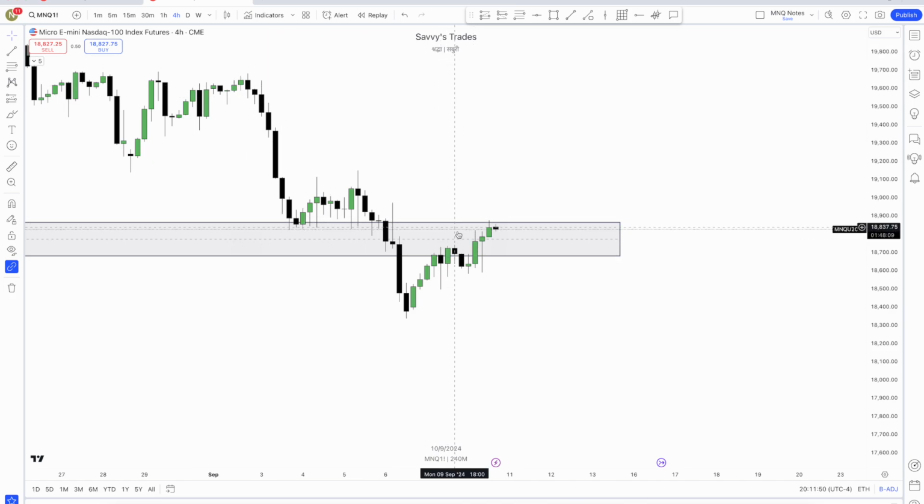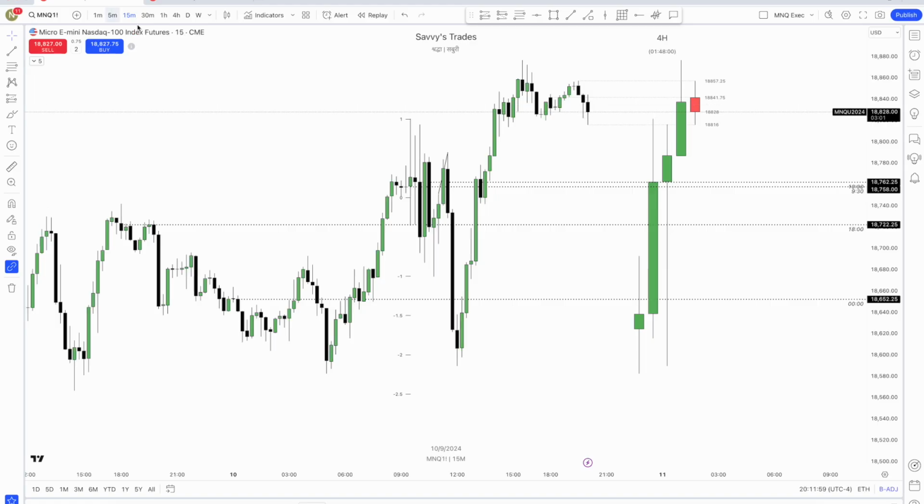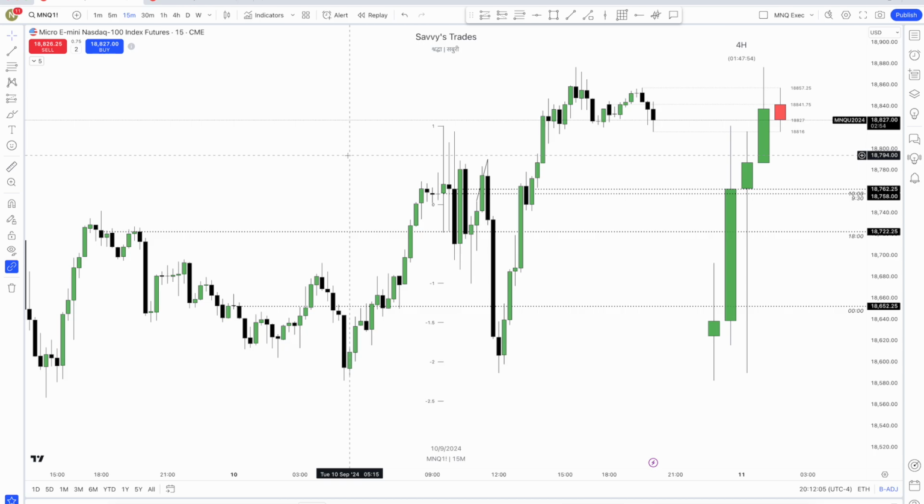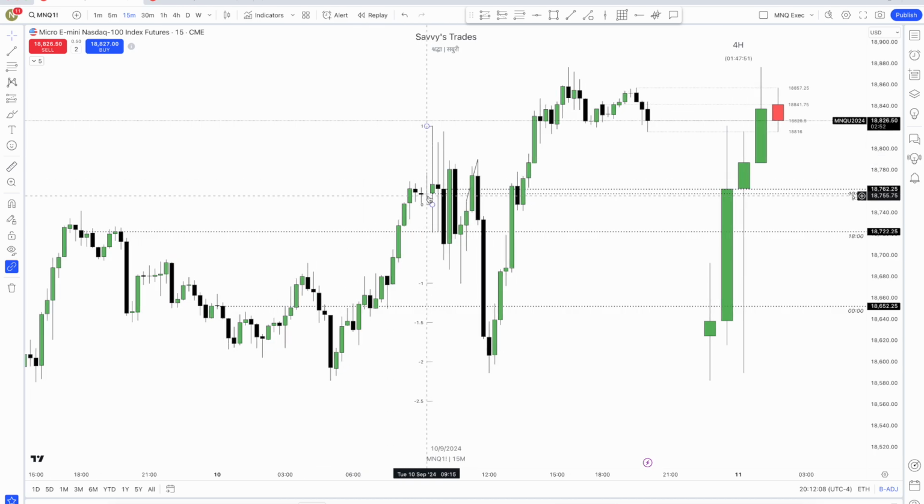And then just to solidify the price direction, let's go down to a lower time frame now. If you look at the 15-minute chart, you can see price moved higher at 9:30.